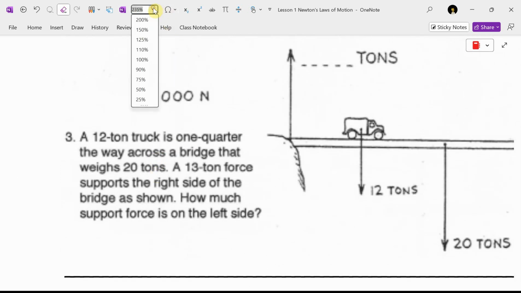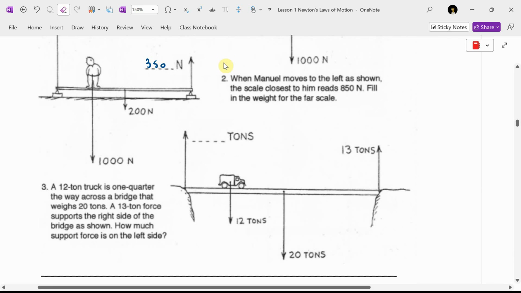Ooh, let's look at some bridge physics. Okay, it says a 12-ton truck is 1/4 of the way across a bridge that weighs 20 tons. So, okay, Nick, is this bridge accelerating down? I hope not. Is this bridge accelerating up? No. So, what's the acceleration exactly as a number? Which means forces must be, I'm looking for a word that starts with letter B. Okay. What's the total force down?